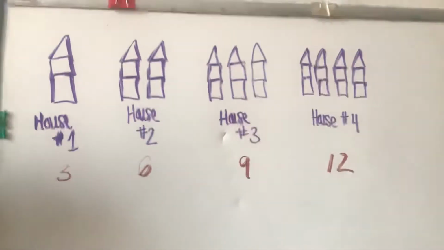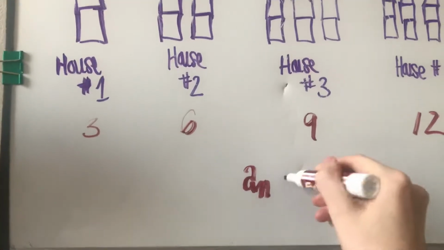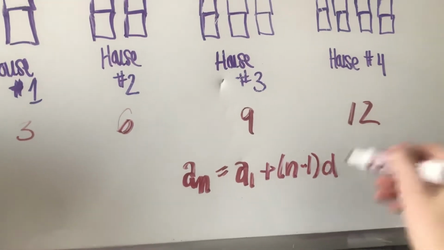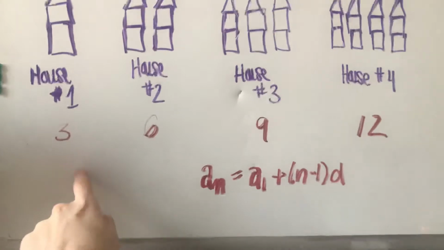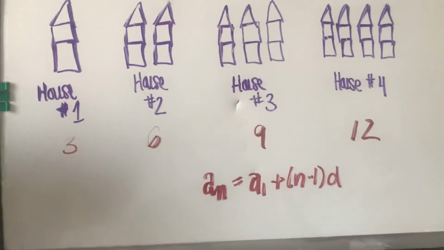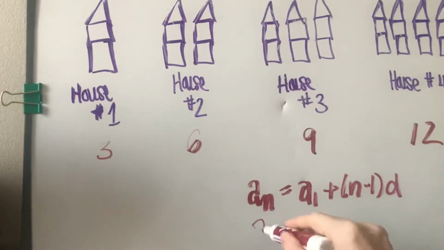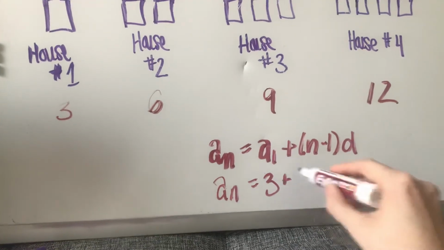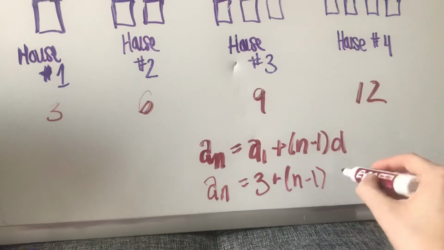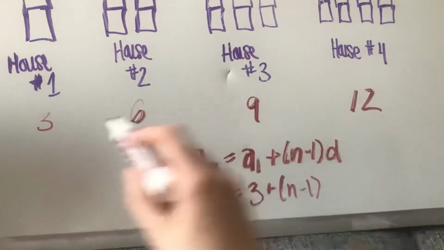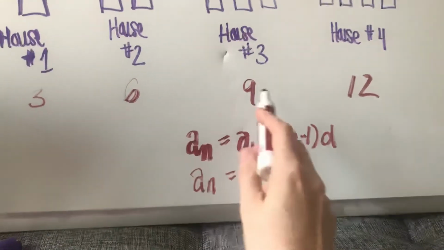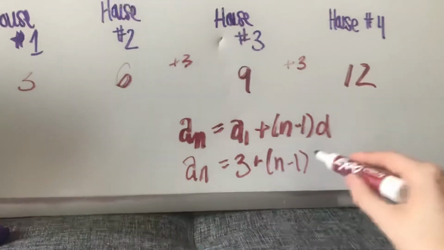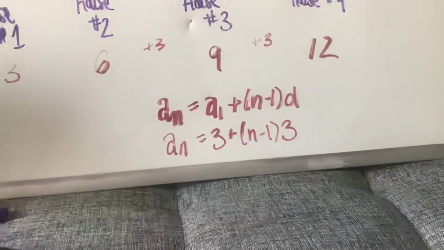So I know that my formula needs to follow a of n equals a1 plus n minus 1 times d. Now that I have this information, it makes it very easy for me to complete this formula. So I'm going to have a of n. I know my first term is going to be 3, plus n minus 1 is going to stay there. And my common difference is, well, how did I get from 3 to 6, then from 6 to 9, then from 9 to 12? We know that I added 3 every time. So that means my common difference is going to be 3.